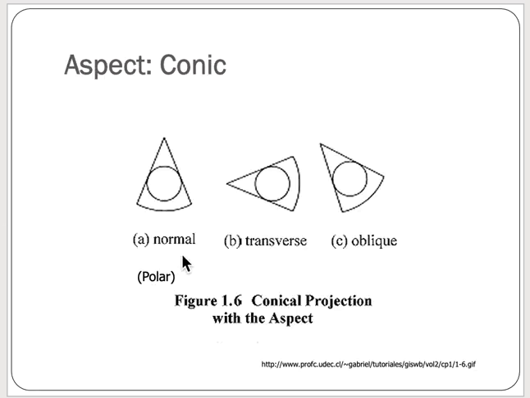And again, we could see that there are different aspects for the conic. You could either have normal, and in this case, this is a tangent normal conic projection, or you could have a transverse conic projection or an oblique conic projection. The point is we want the standard line to cut across a specific area and find an orientation of the region that we want to depict.